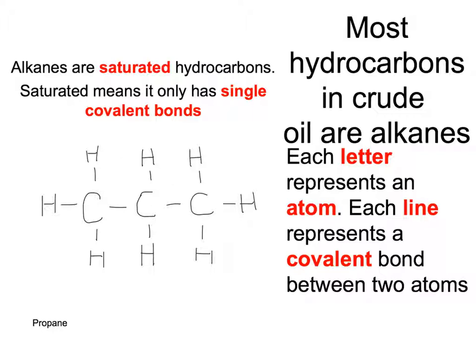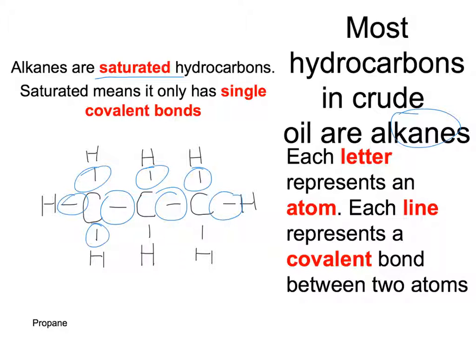Most of the hydrocarbons in crude oil are alkanes. Alkanes are saturated hydrocarbons. Saturated means it only has single covalent bonds. So you can see that no more bonds can be made because all of the bonds are full. It's saturated. Each letter represents an atom, and each line represents a covalent bond between two atoms. So remembering, a covalent bond is the sharing of electrons.